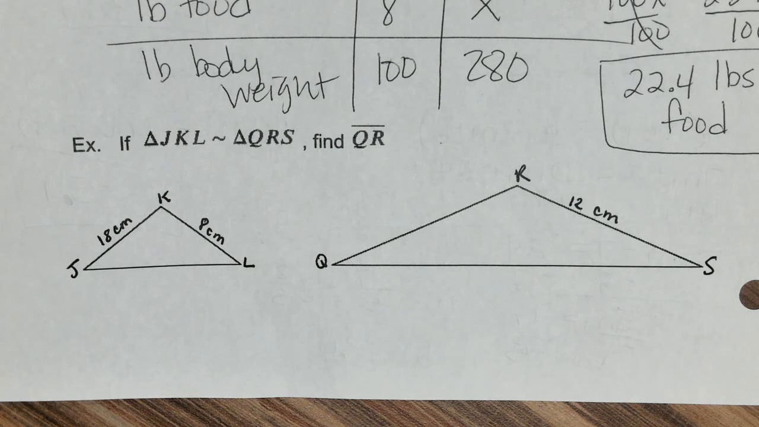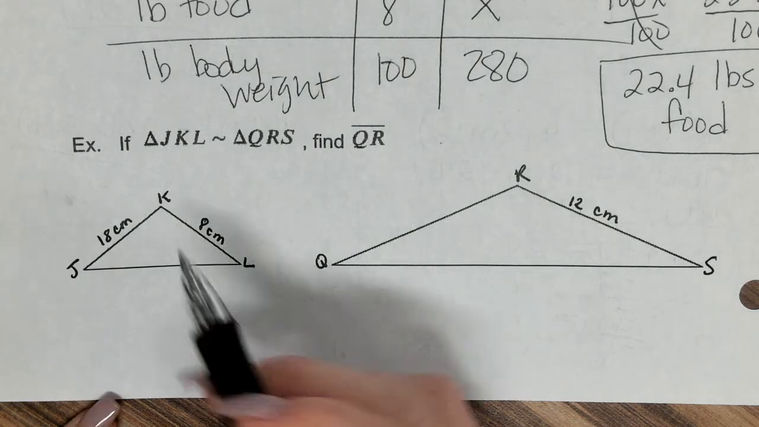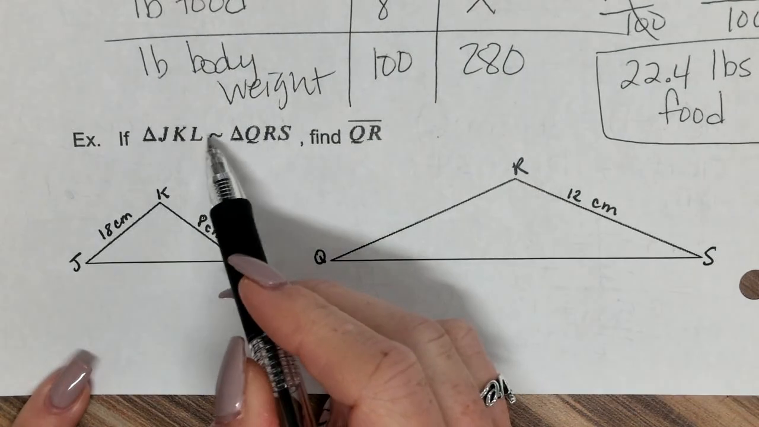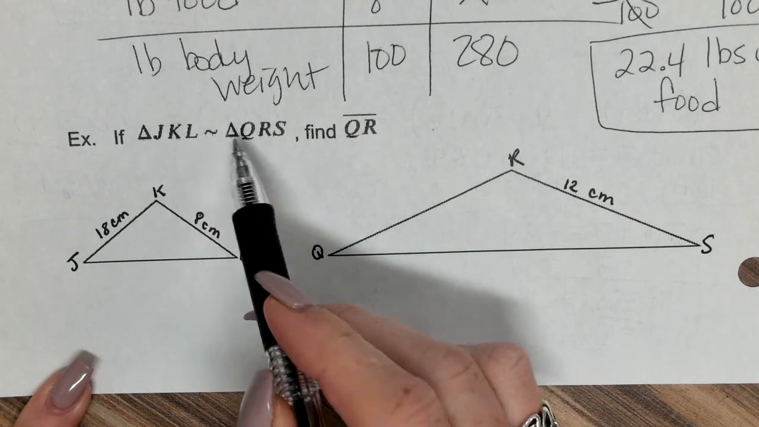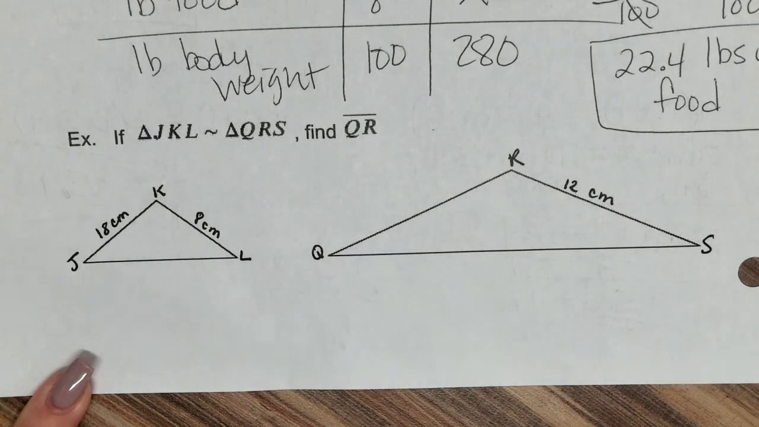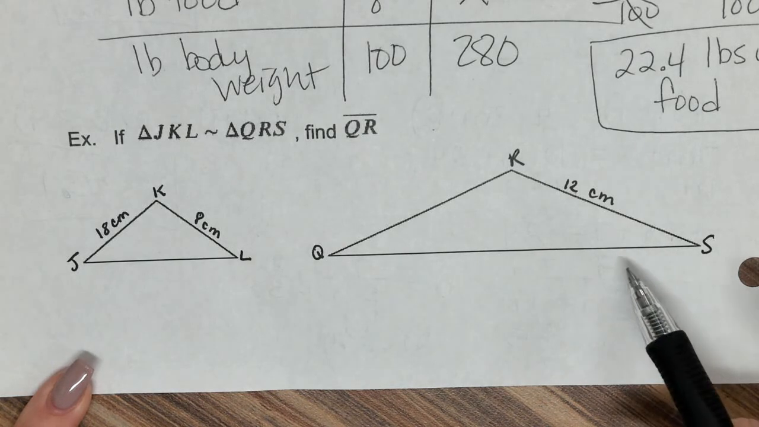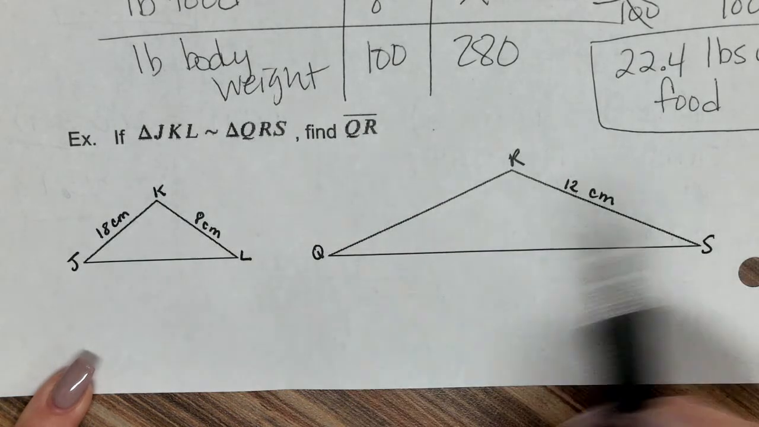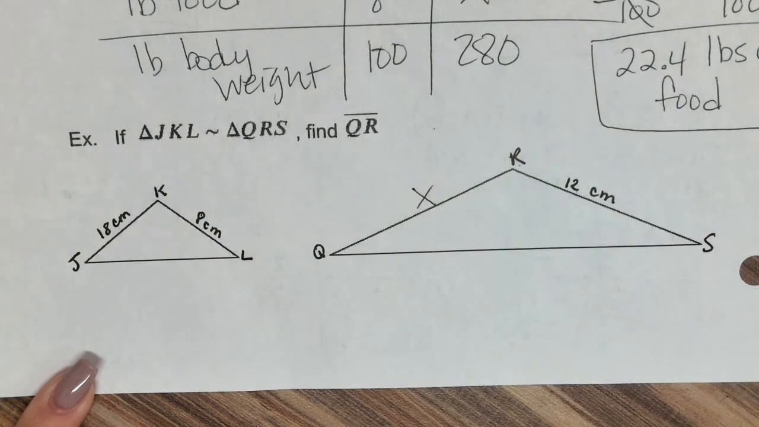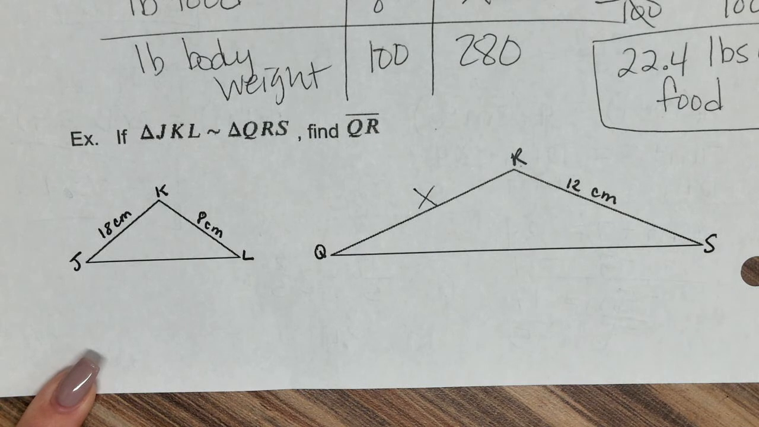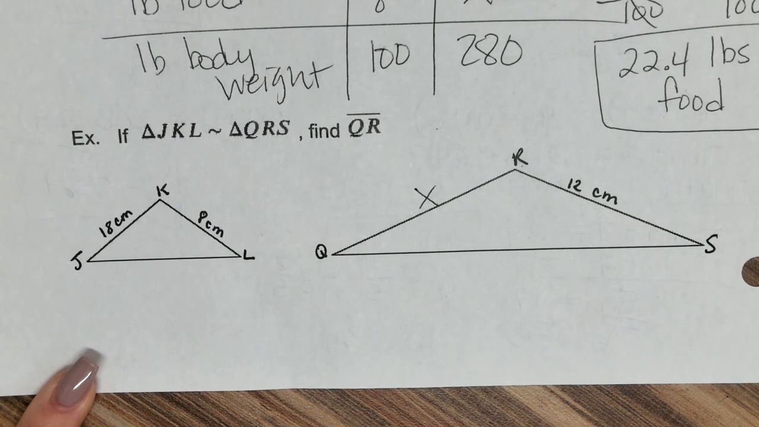All right, the last one. This one's really easy. It says if triangle JKL, that's this triangle, and this line right here means is similar. If triangle JKL is similar to triangle QRS, basically that similar means proportional. It says find QR. So here's QR, so what am I going to call this? Who can tell me what I need to do? I need to make a box or proportional ratios. Are there more than one way to do this?